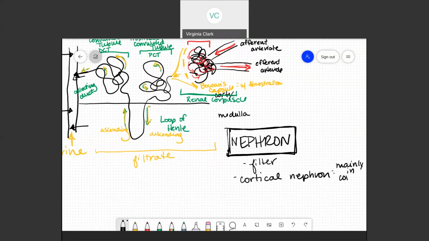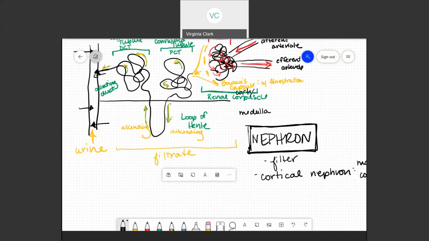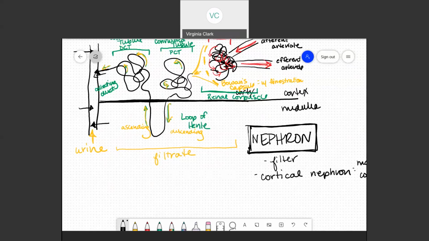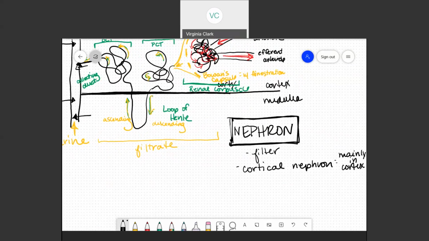So that means when we drew this thing originally, this was the demarcation between the cortex and the medulla. I kind of wrote over it, but let's do this. This was the demarcation between the cortex and the medulla. What we're saying with a cortical nephron is that the loop of Henle only juts down a little bit into the medulla, but the majority of the nephron is in the cortex.